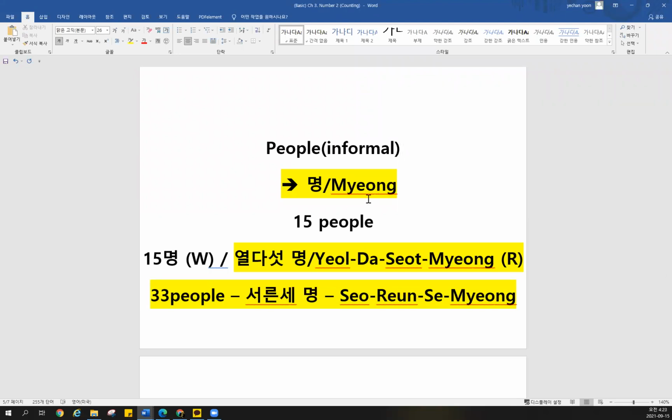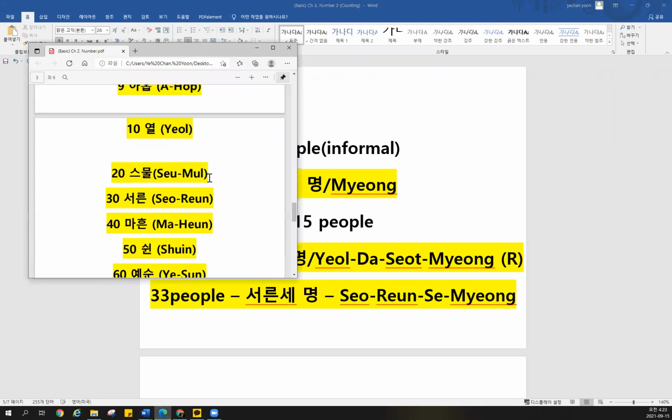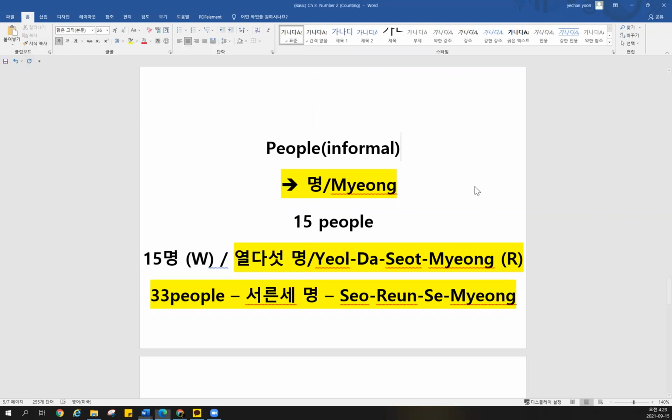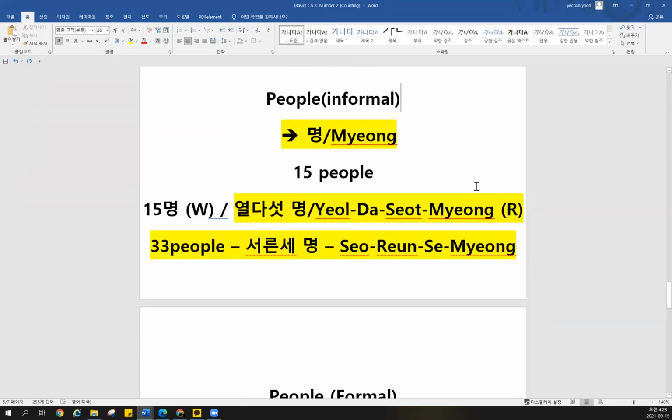How about 33 people? 30 was what? Let's look at 30. 30. And 33명. I think you guys can also try it in your place right now. 33명 or 33명. Which one is easier to pronounce? That's why they use some changing form, to speak more easily. Okay. So that was the informal.